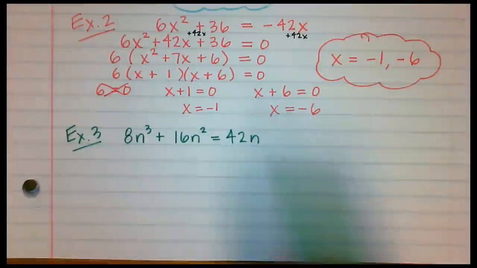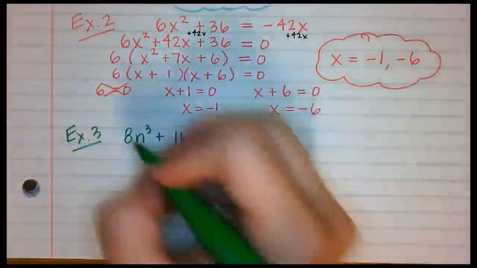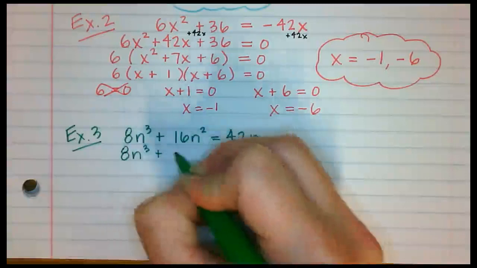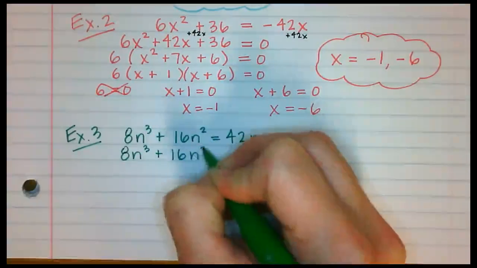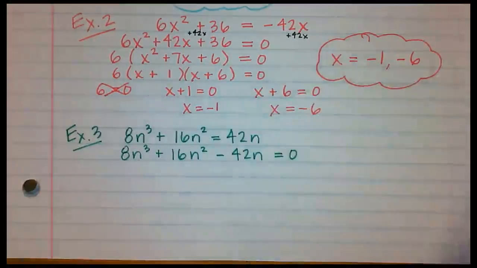Okay, so first step, we need to get this equal to 0. So I need to subtract 42n from both sides. So if I put that in the correct order, that's going to come right down here at the end. So equals 0. So step 1 is done. I got the equation equal to 0. Step 2, I need to factor completely.